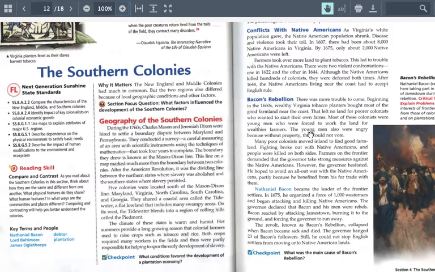Another conflict does not so much directly deal with the Native Americans. It's actually European settlers in the Virginia area.